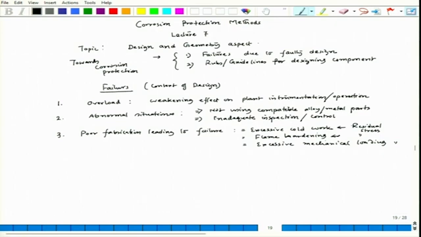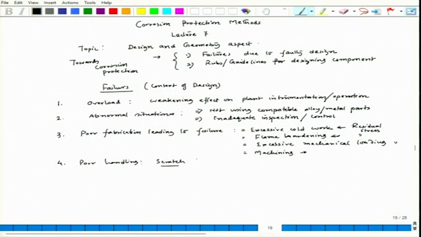Those are coming due to poor fabrication. And even machining: if we don't have proper machining, meaning the amount of machining required to maintain the matching surfaces, the surface smoothness or surface texture, then we can have problems. Then poor handling is a problem. Poor handling can lead to scratches, and a scratch can generate pitting and stresses. So those can lead to early corrosion failure, and we have talked about this in the previous lecture also.